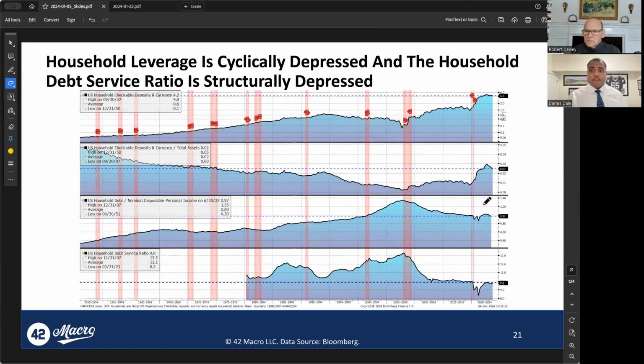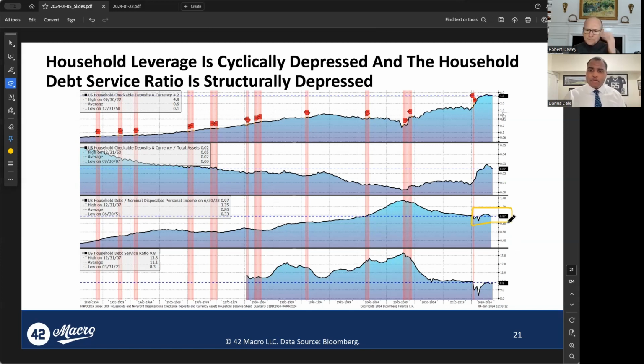Very muted, very muted. Two things I would flag on that particular comment. If you look at household debt divided by nominal disposable personal income, it's at 97%, or 97 cents on the dollar. That's cyclically depressed relative to prior cycles. Now, obviously, a couple of cycles ago was a bubble, so we don't necessarily have to get back to that level, but it's telling us that there is room to extend credit for the household sector.